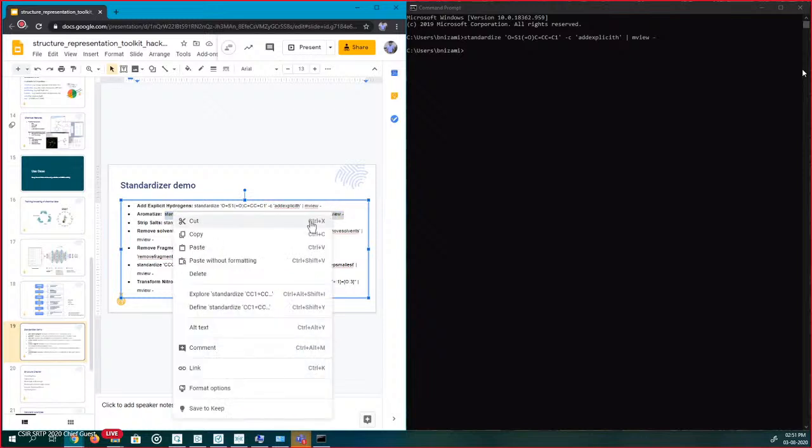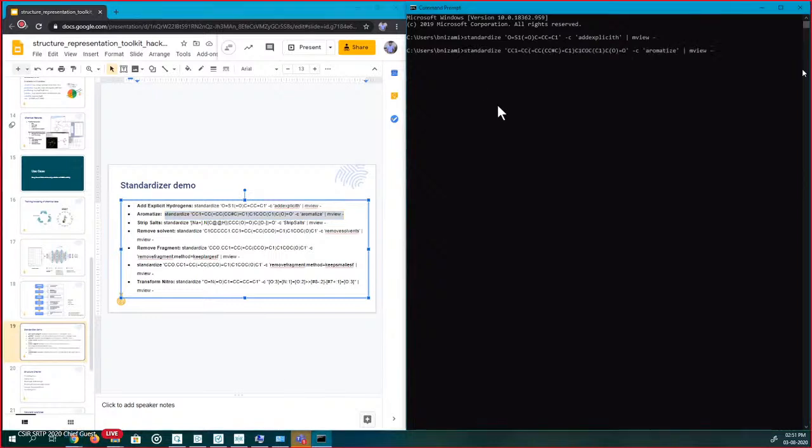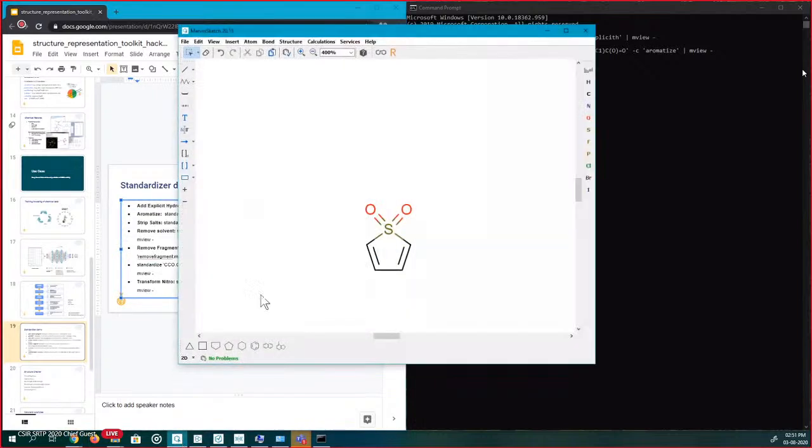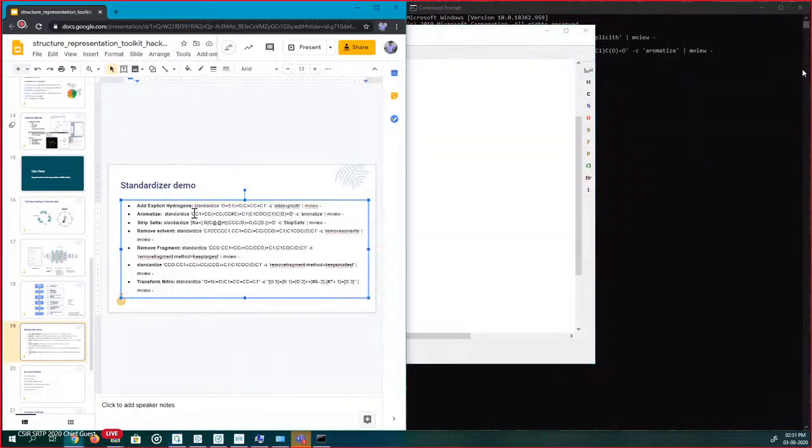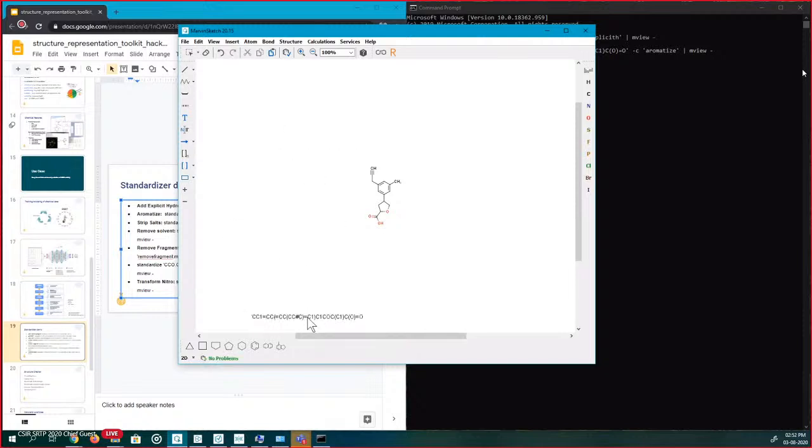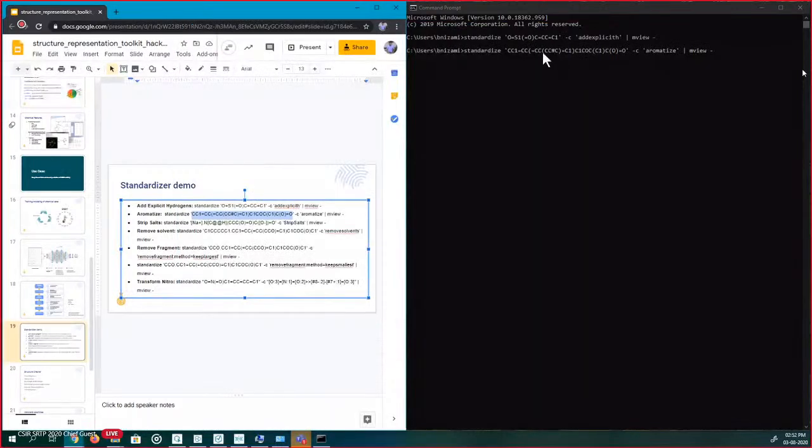Let's take another example, which is aromatizing the input molecule. Again, I will show you the input molecule, how it looks, and then how it looks after the action has been performed on it. So I'll just copy this SMILES string. I'm going to clean the slate here, and then paste a structure. Oh, sorry, I think I copied those tiny bits also, so that's why they were not recognized. All right, so this is the input molecule, and the command here tells it to aromatize this input molecule and pipe it to MarvinView. So when I run this.